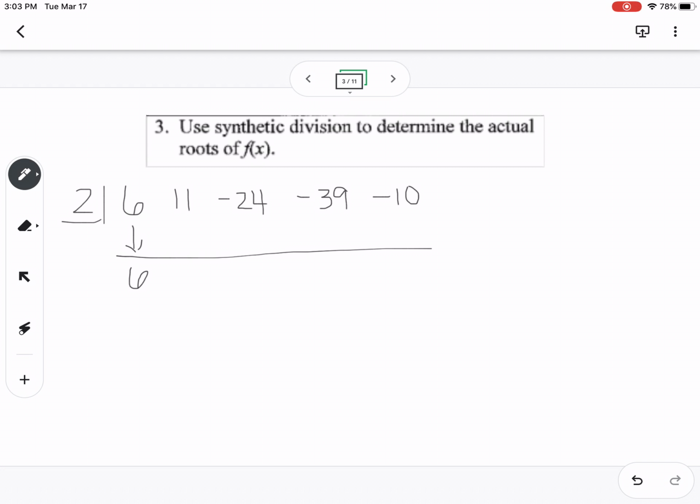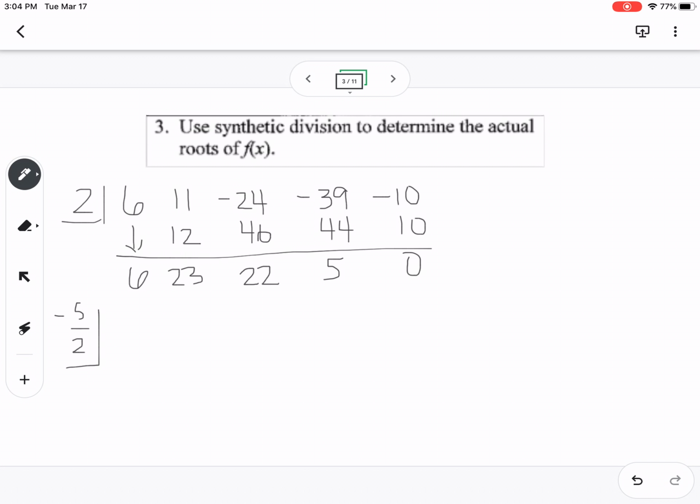You got 6, so 2 times 6 gives me 12. Then I get 23. 23 times 2 gives me 46. And then I bring it down. I get 22. We get 44. And we bring it down. We get 5. Oh, nice. Remainder of 0. Woohoo!